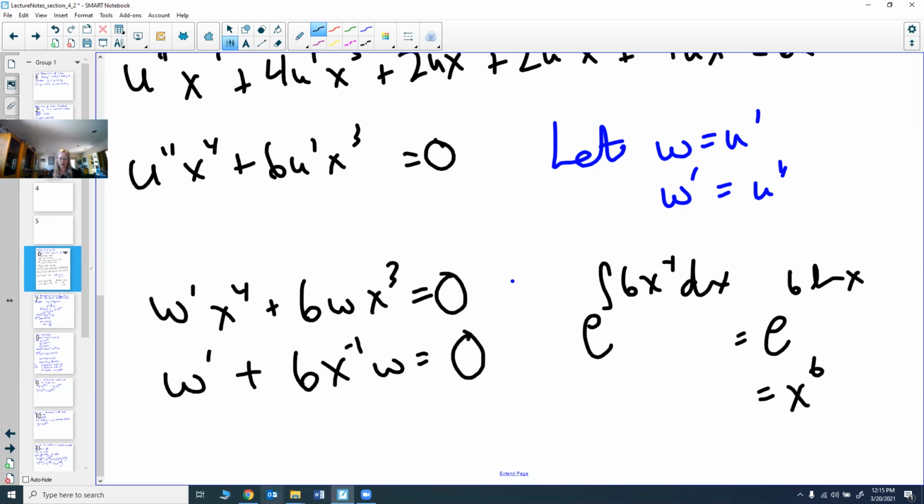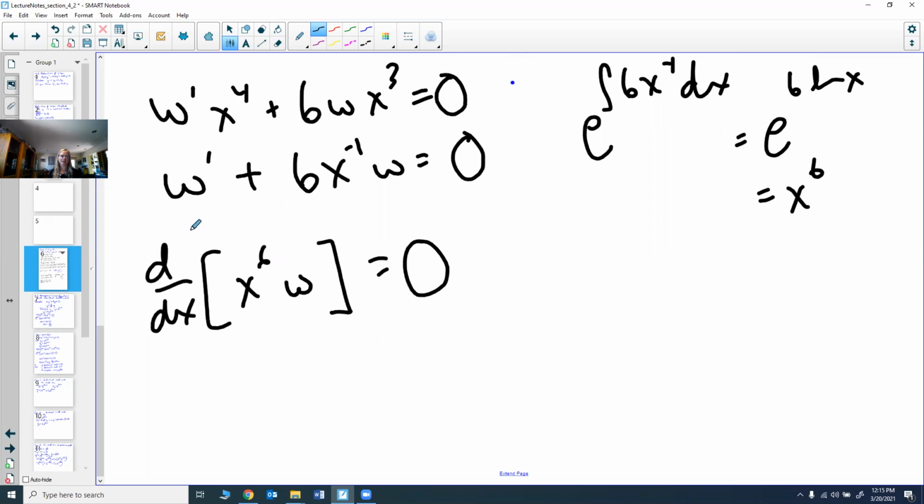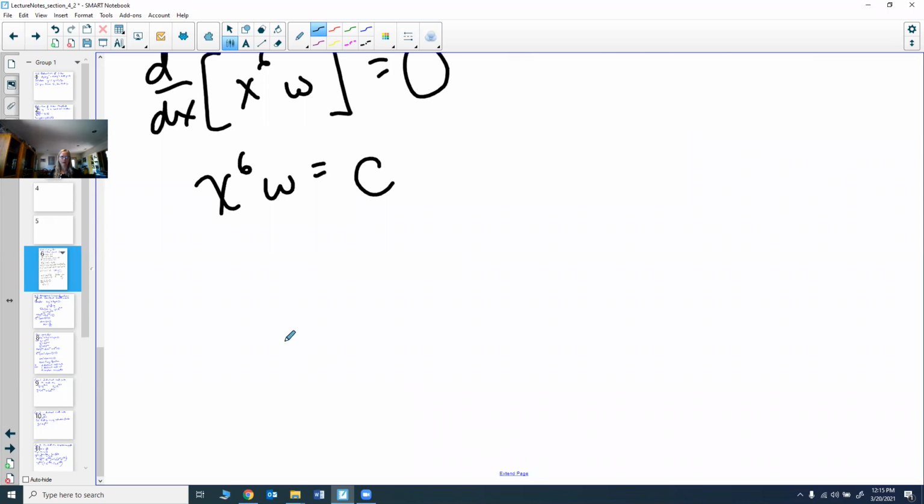Okay. So we're going to multiply through by that. And then we're going to get the derivative with respect to x of our integrating factor, x to the 6th, times w. The reason I went straight to here is because I was going to multiply through by x to the 6th, and I'd get to this step because this is 0 on this side. So I didn't need to show that step. Taking the integral of both sides, we get x to the 6th times w is equal to some constant c. So w is equal to c over x to the 6th.